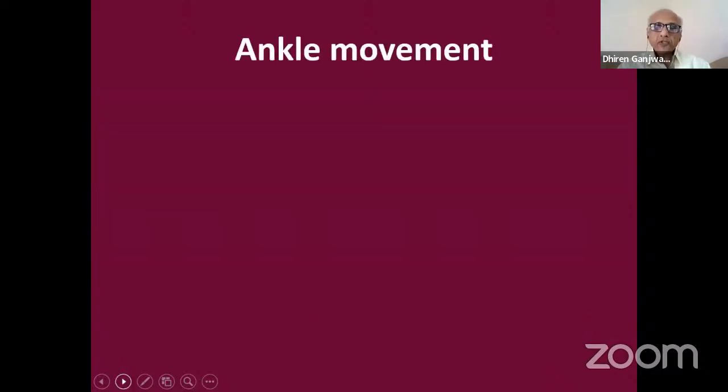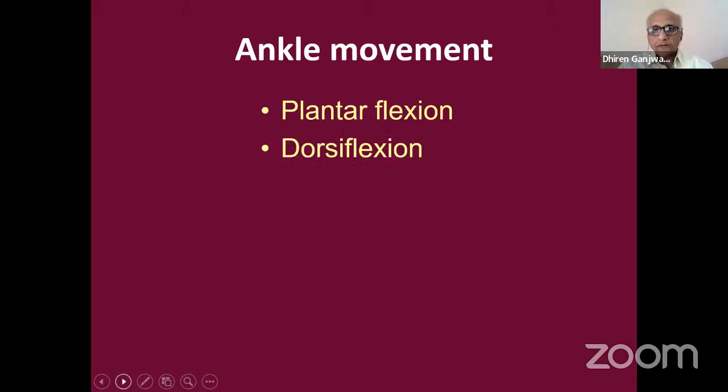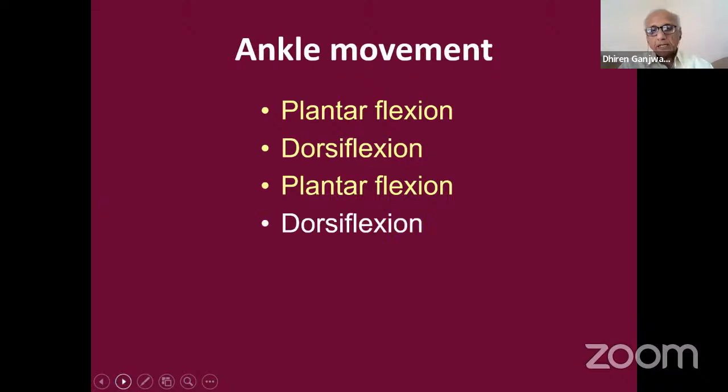So the gait cycle ends with the heel strike, which is also the end of the gait cycle. Ankle movement is initially a plantar flexion, followed by dorsiflexion. Then again there is a plantar flexion, and in the swing phase there is a dorsiflexion at the ankle. So the ankle moves from plantar to dorsi, dorsi to plantar, again to dorsi.